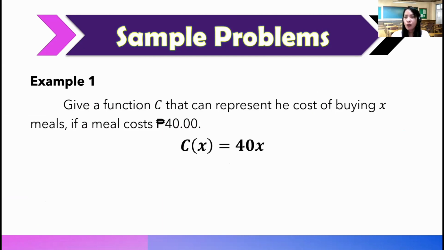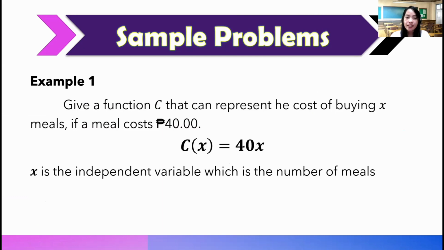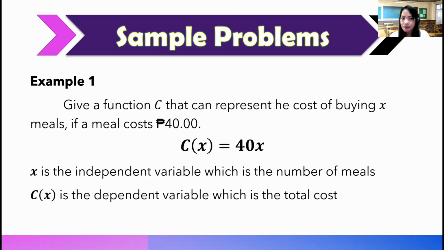Let's identify now which is the independent variable and the dependent variable. x is the independent variable, which is the number of meals, and c of x, or the function c of x, is the dependent variable, which is the total cost. Okay? So, depende, yung magiging total cost, nakadepende dun sa number of meals. Those are the answers, or this is the answer, c of x equals 40x, for example number 1.